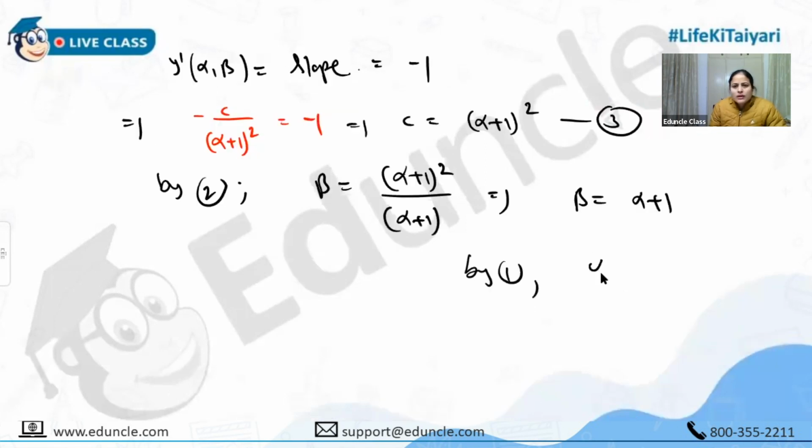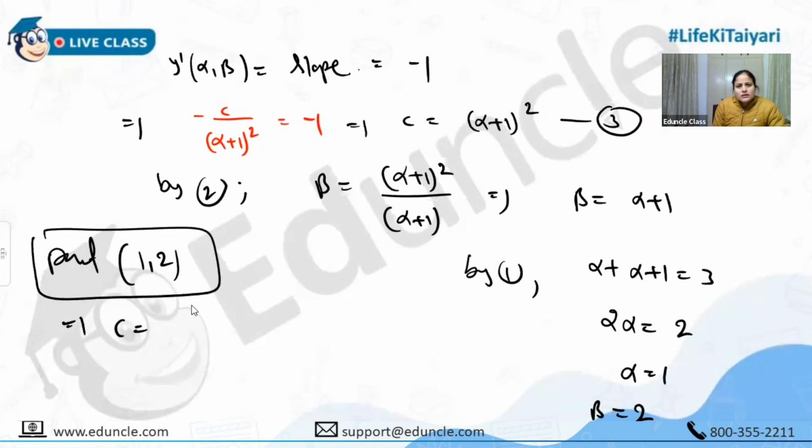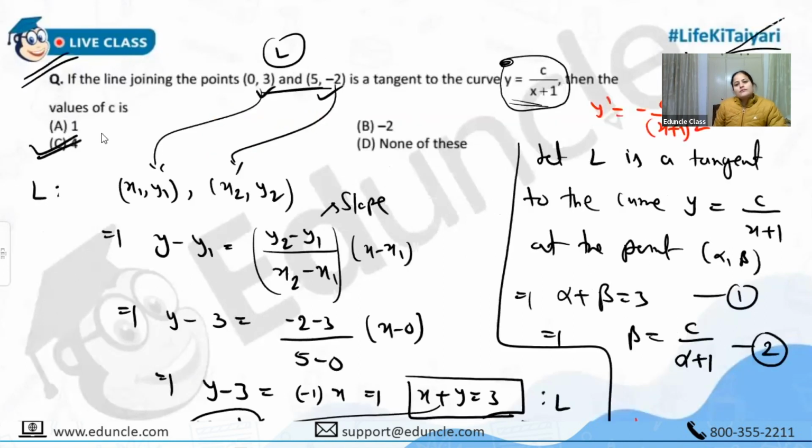ठीक है, सो अल्फा प्लस बीटा, इंस्टेड ऑफ बीटा आई एम पुटिंग दिस वैल्यू, is equal to 3, that is twice alpha is equal to 2, so alpha is equal to 1. As my alpha is 1 then beta is equal to 2. सो जो पॉइंट था ना जिसपे टेंजेंट लाई कर रही थी वो पॉइंट रहेगा (1, 2). सो यहाँ से c इज इक्वल टू क्या मिल जा रहा है, c इज इक्वल टू 4. ठीक है, अल्फा का वैल्यू 1 पुट कर दिया तो सो यस, सो द वैल्यू ऑफ c इज 4.